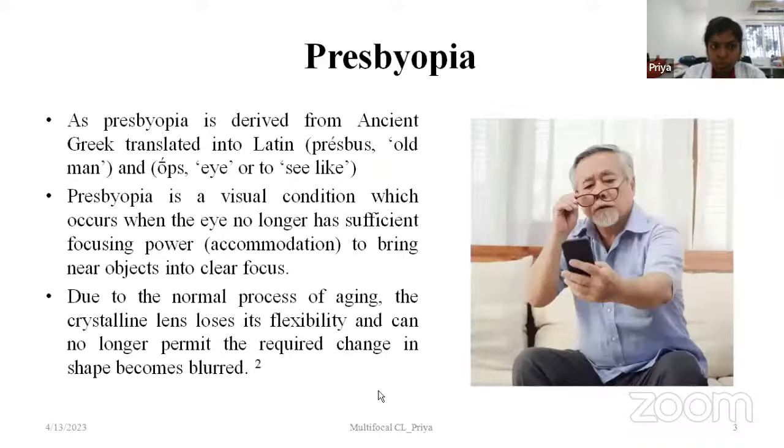What is presbyopia? The word presbyopia is derived from ancient Greek translated into Latin: presbys, old man, and ops, eye, or sight. Presbyopia is a visual condition which occurs when the eye no longer has sufficient focusing power, accommodation, to bring near objects into clear focus. Due to the normal process of aging, the crystalline lens loses its flexibility and can no longer permit the required change in shape, so near vision becomes blurred.